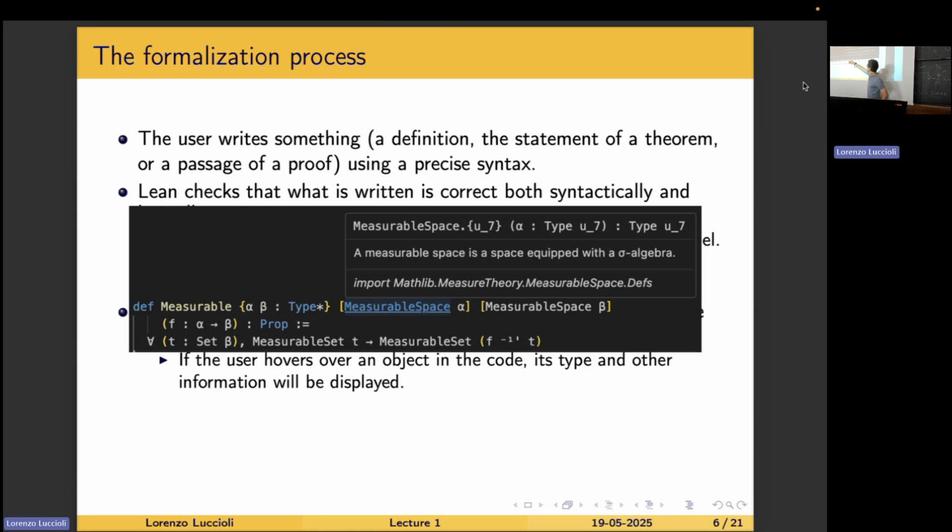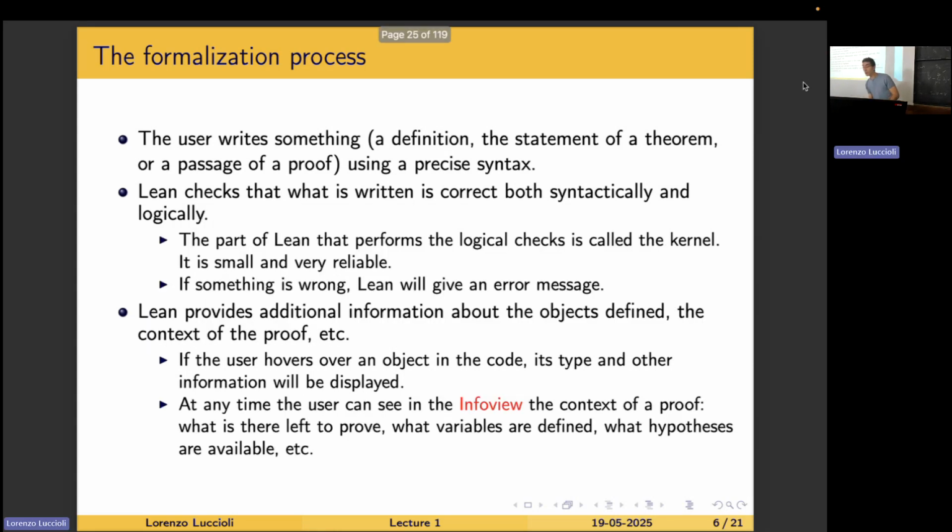So here we're saying, okay, measurable space alpha. So alpha is a measurable space, but maybe I don't know what a measurable space is. Maybe I don't know how it's defined. So I can just put my mouse here, and it tells me, oh, a measurable space is a space with a sigma algebra. It has this type, and I can click on it to jump to the actual definition of, for example, a measurable space, but it can be a theorem, a definition, whatever.